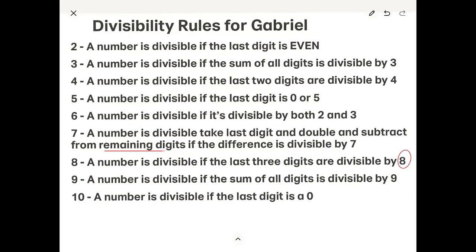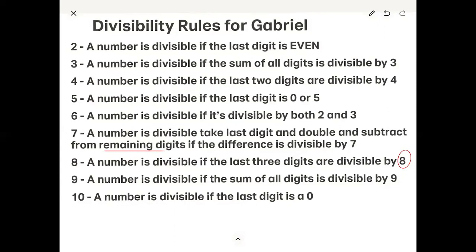7 seems a little complicated, but it's not too bad. A number is divisible by 7 if you take the last digit, double that, and subtract it from the remaining digits. Once you've subtracted it, if that difference is divisible by 7, then the entire number is divisible by 7. And then 8: a number is divisible by 8 if the last three digits are divisible by 8. If the number doesn't have 3 digits, basically, if you can divide that number in half 3 times evenly without any remainders, then that number is divisible by 8.